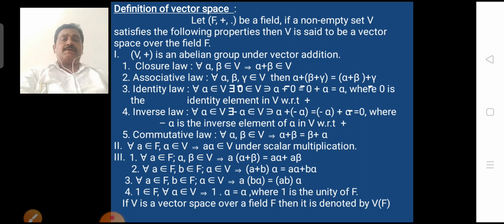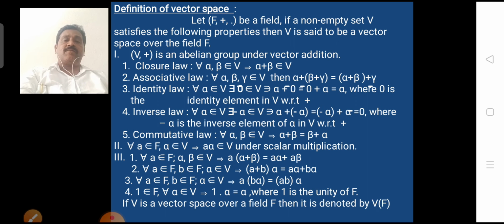Let (F, +) be a field. Here we take F as a field. There are two binary operations involved in a field. One is addition, plus, and the other is multiplication, dot. If a non-empty set V satisfies the following properties, namely three properties, then V is said to be a vector space over the field F.